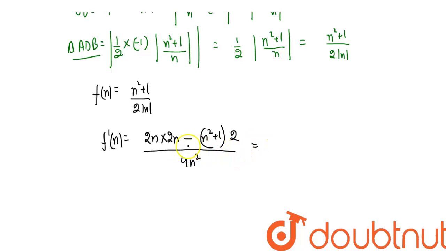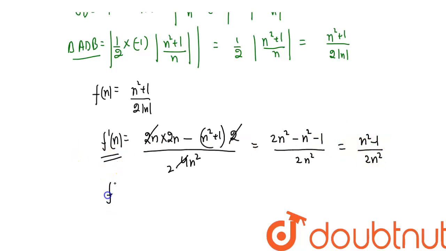Now we are going to solve this ahead. If we solve this, then this 2 and this 4 get cancelled out, and in the denominator we are left with 2. So we have 2n square minus n square minus 1, whole divided by twice n square. If we solve this, we get 2n square minus n square, that is n square minus 1. So it would be (n square minus 1) divided by twice n square. So this is the value of f dash n.